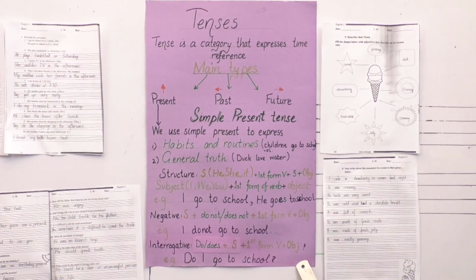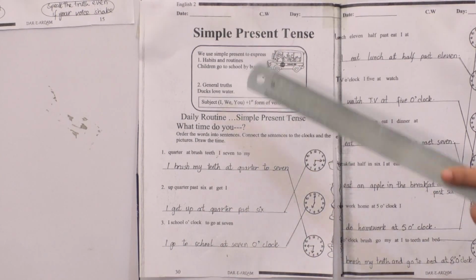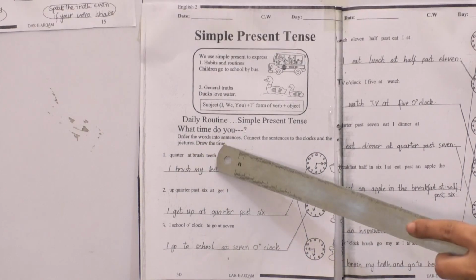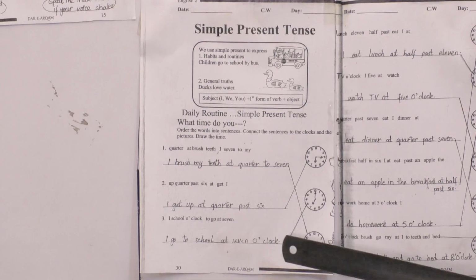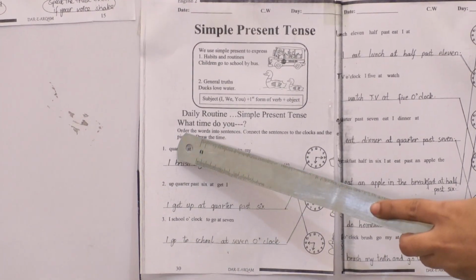Now we are going to start our workbook pages. Students, we are going to do page number 30 as an exercise to learn simple present tense. Now here is an activity on page number 30. We are going to write about our daily routine in simple present tense. What time you do? It means at what time you do which activity. Now let's read the question.